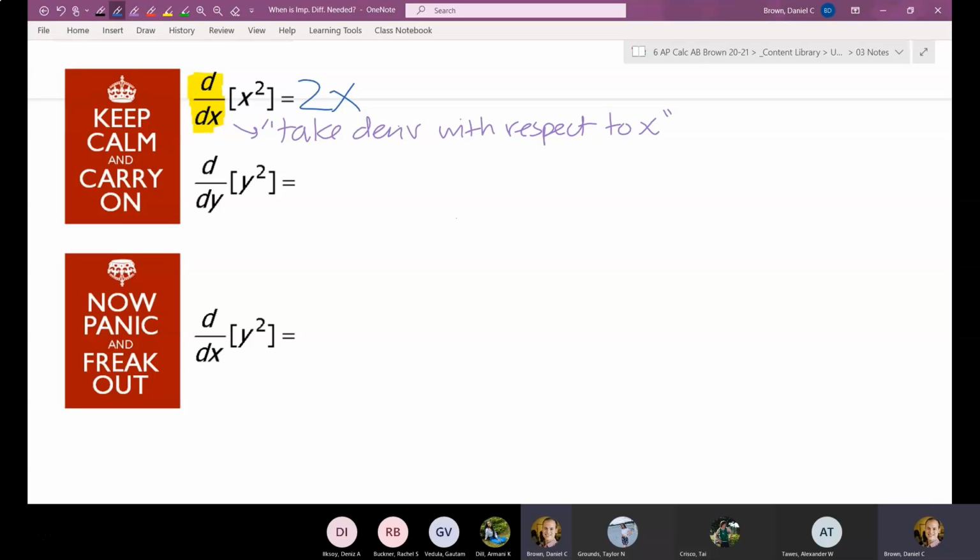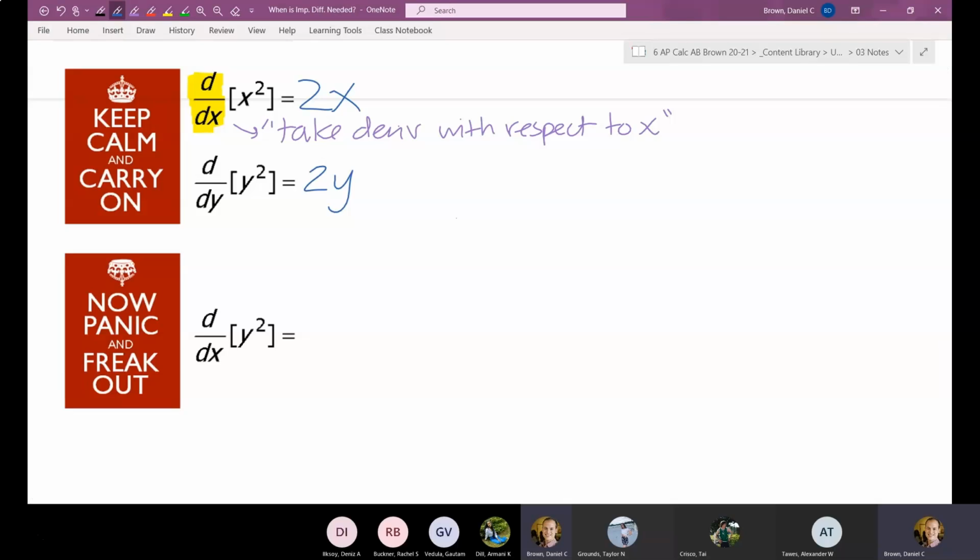That dy means take the derivative with respect to y of y squared. Well, what do you think the derivative of y squared with respect to y is going to be? 2y. Same rule, because we're taking the derivative with respect to the variable that we have.